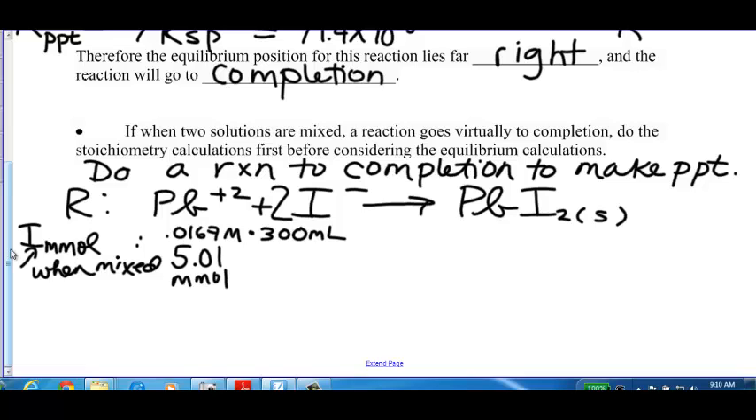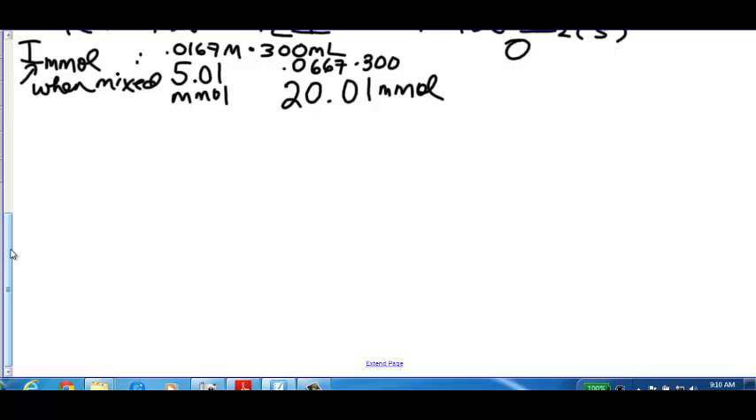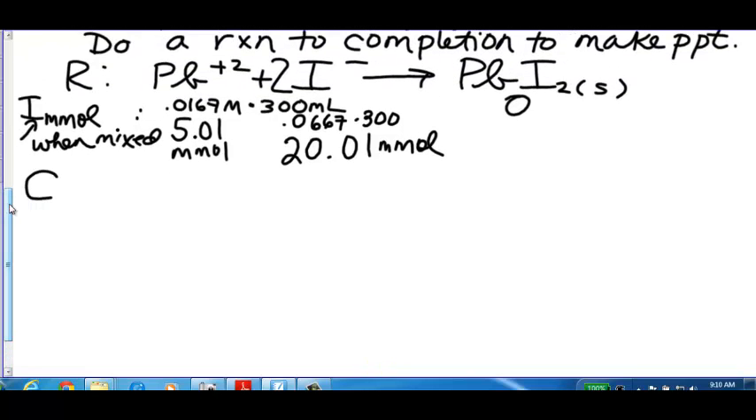And for the I2, we had 0.0667 times 300, which would give us our millimoles of 20.01. And we didn't make any solid yet. So the change to get to equilibrium, or get to completion, is this limiting reagent problem. And unfortunately, they're not in a 1-to-1 ratio. Right? But they're pretty simple.